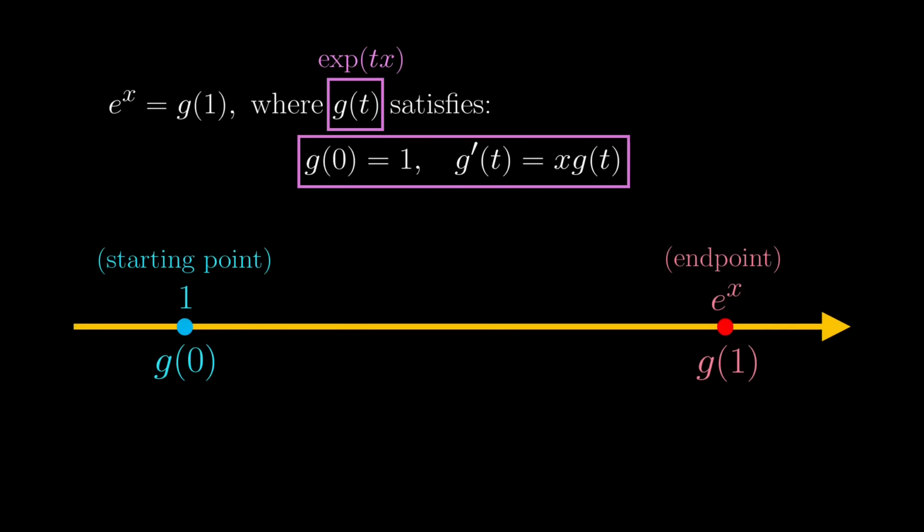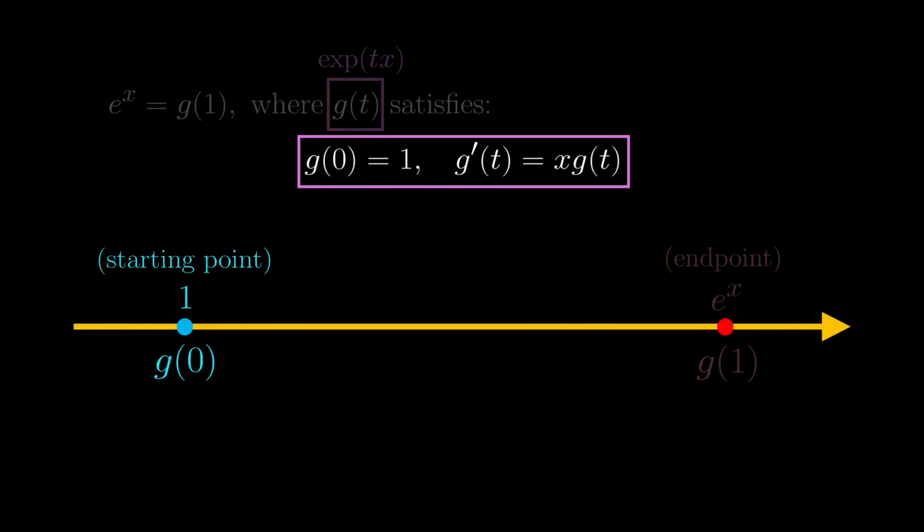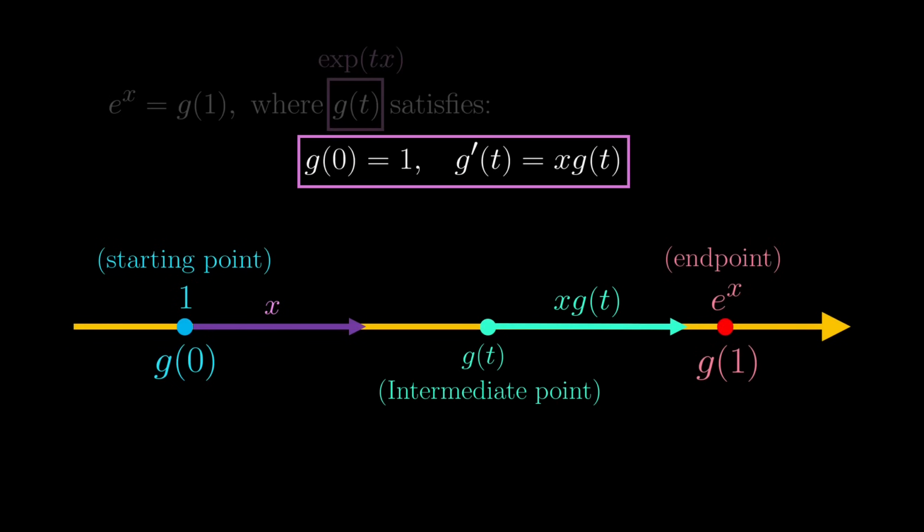Of course, this journey, g of t, is not just a random journey, it still needs to satisfy this condition. This condition tells us that initially, the velocity is x because the conditions imply that g prime of 0 is x. Then, at any intermediate point g of t during this journey, the velocity is x times g of t. To find the exponential of x, we stop when we reach 1 unit of time to get g of 1.